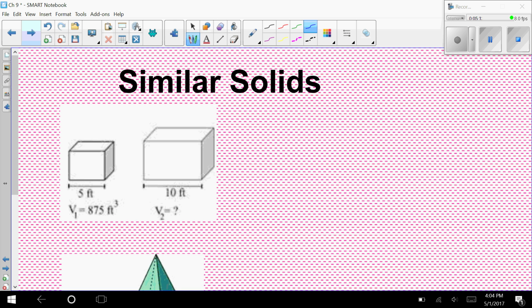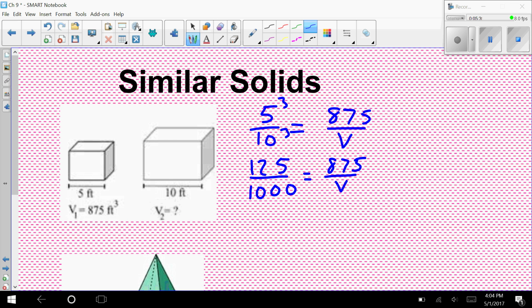And finally, you will have to work with similar solids. These two objects are similar. I can set up that first ratio of 5/10 equals, well, my volume is 875, and I don't know the volume of the other one. That first ratio needs to get cubed. 5 cubed is 125, over 10 cubed is 1,000, equals 875 over V. Cross multiply and divide, so I'm going to multiply 1,000 times 875, and then divide by 125. So my volume equals 7,000 cubic feet.